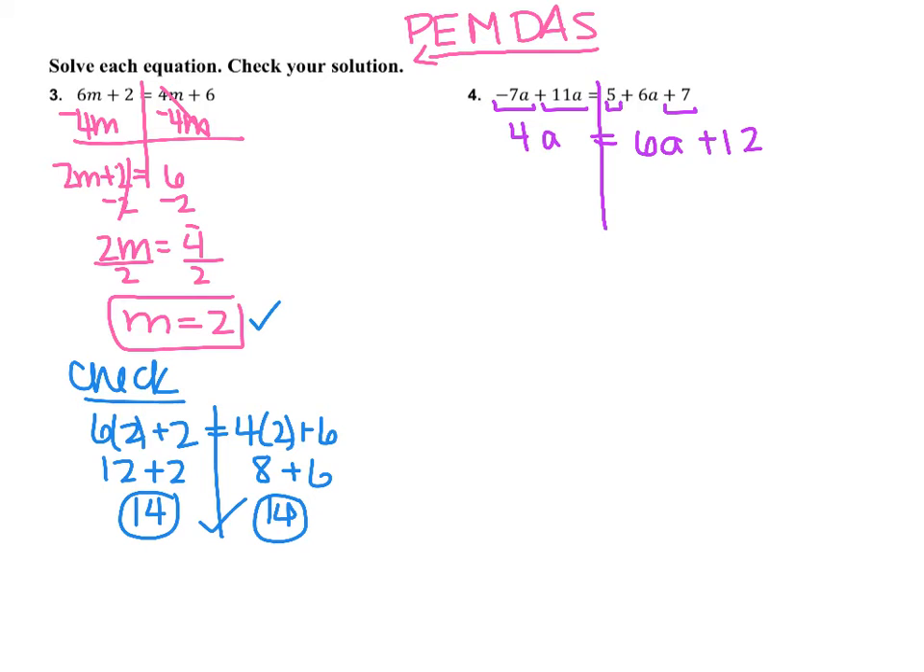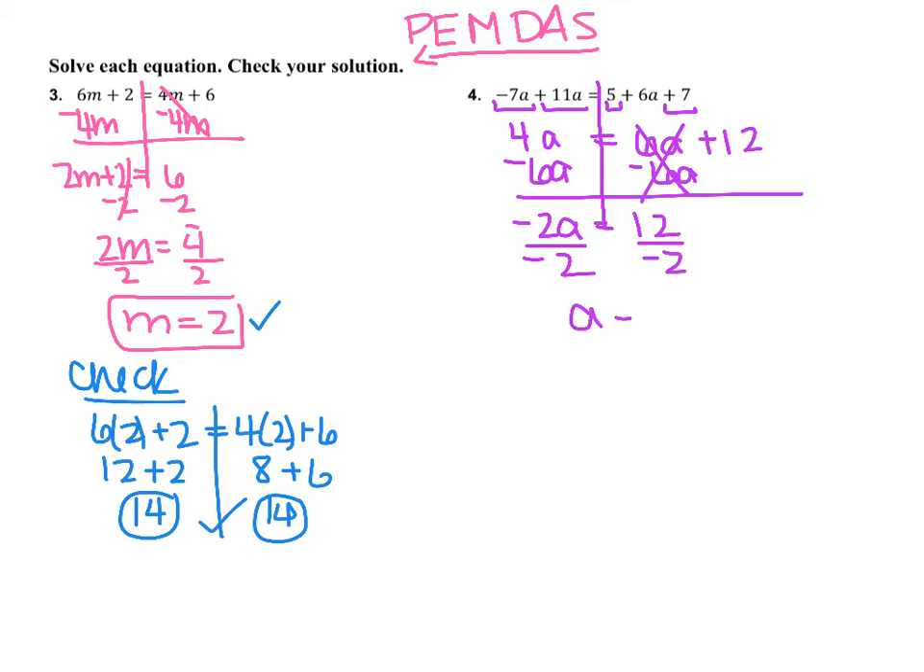Now I need to get my a's on the same side. So to move the a to the other side, now I do need to do the opposite. So I'm going to subtract 6a to move my a's so that I only have a's on the left side and I only have numbers on the right side. That gives me negative 2a equals 12, and I can divide by negative 2 to get a by itself. So a is negative 6.